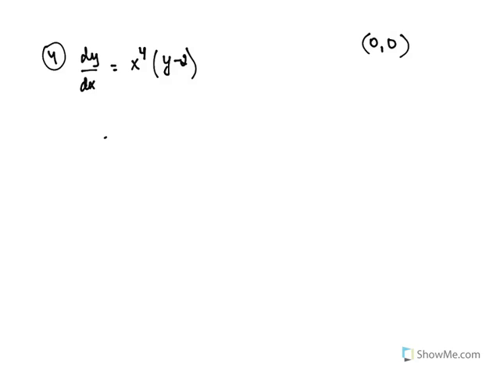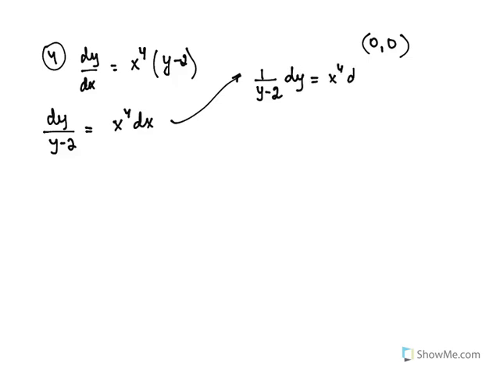All right, same idea. I'm going to separate my variables. I will probably divide both sides by y minus 2 to have my y minus 2 on the left side, and I'm going to multiply both sides by dx. I hope that makes sense. I'm just showing two steps at once. And I'm going to rewrite it actually. I don't like dy over y minus 2. I would like to see 1 over (y minus 2) dy equals x to the 4th dx. And go ahead and integrate both sides.